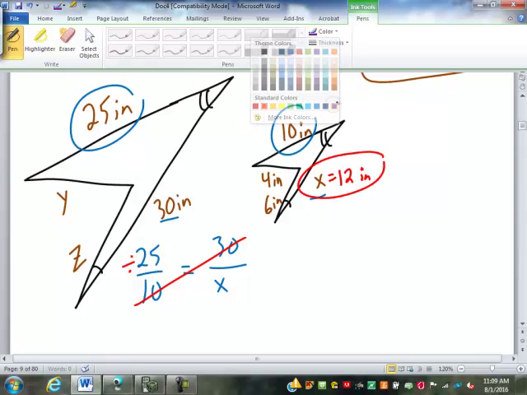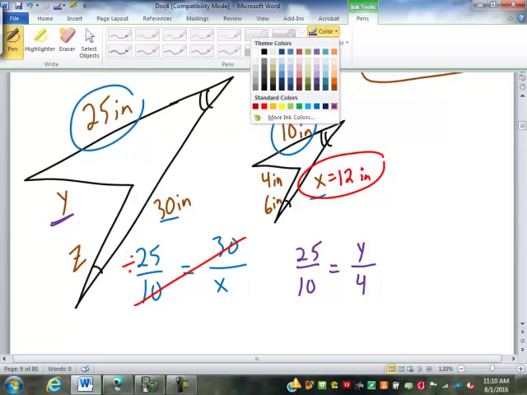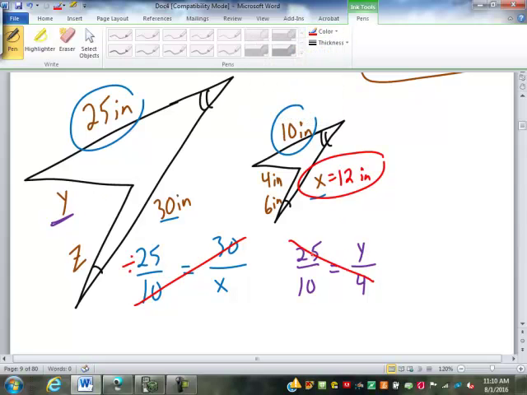Now we stick with our 25 over 10, looking for Y. Does Y go on top or bottom? Y is going to go on top because it's with the 25. What goes below the Y? 4. Very good. So now we cross multiply and divide. Notice we're cross multiplying the other direction. Divided by 10 gives us that Y equals 10.